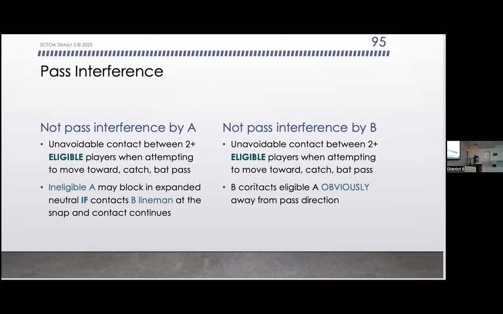And not pass interference by B if B contacts eligible A, obviously away from the pass direction. So passes at the numbers, contacts at the other numbers, goes without saying. Same thing with hold too. I mean, use your discretion there, but if the QB never looks at a receiver in one area, if he's just zeroing in on his AJ Green all night long, and you've got something that is maybe borderline, then yeah, you consider passing on that if it's opposite side of the field.